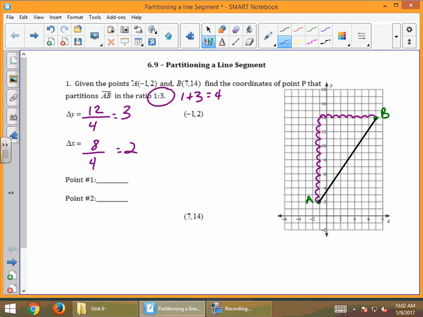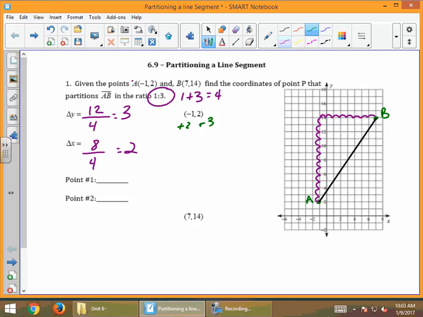you're going to take those values and add them to the point you started with. So we counted from A, so we have to start with A. If you counted down and over from B, that means you have to start with B. Whatever point you start counting from, that's going to be your first point. So A was where we counted from. A is going to be our first point. You're going to add your change in X to the X value, and you're going to add your change in Y to the Y value.